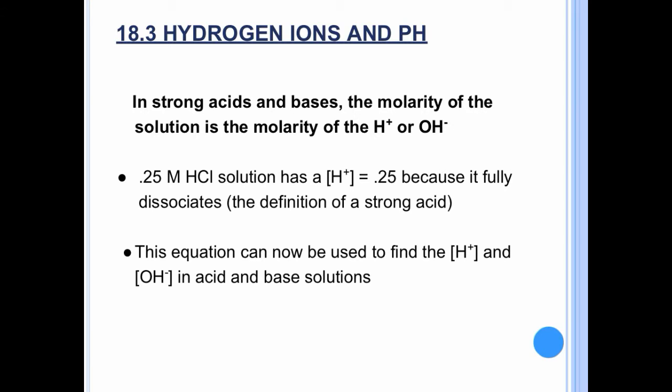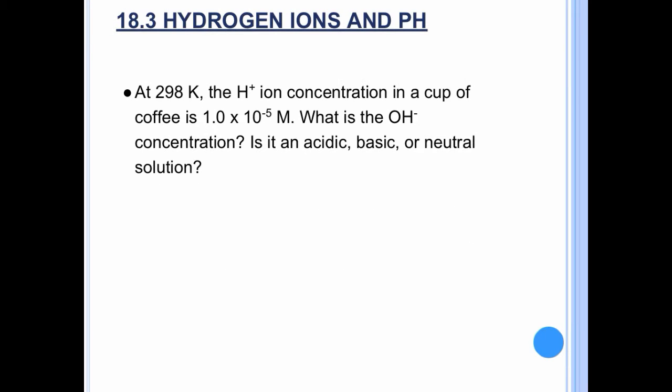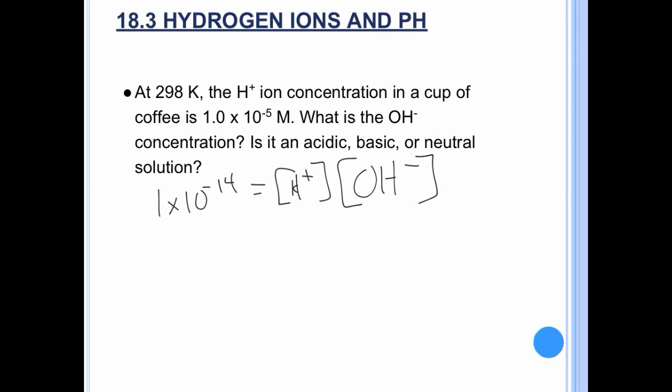For example, if we look at a solution with a concentration of hydrogen ions of 1.0 times 10 to the negative 5th molar, and we're going to assume that this is a strong acid. So in this problem, we're going to take advantage of the fact that we learned in the previous slide that the concentration of hydrogen times the concentration of hydroxide always has to equal 1 times 10 to the negative 14th.